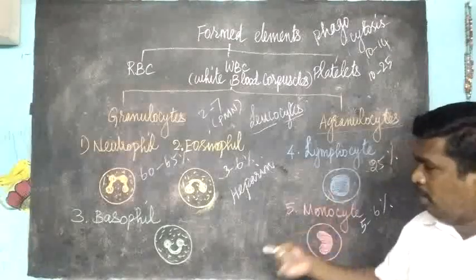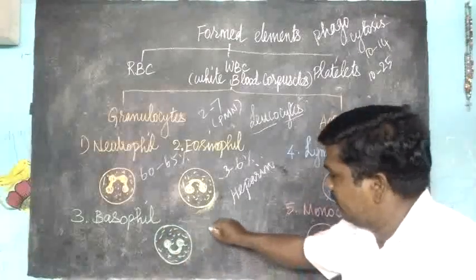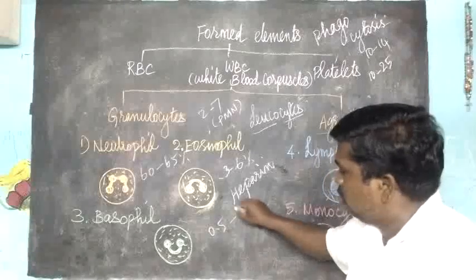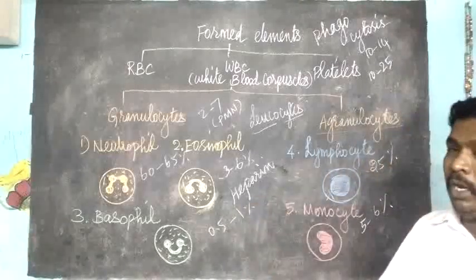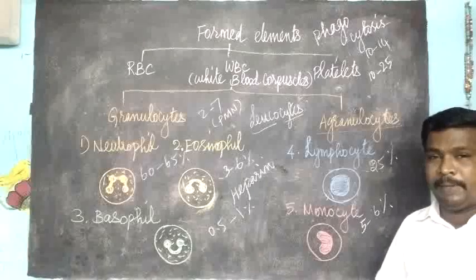Okay, I forgot one more term. Basophil content is 0.5% to 1% of the total WBC cells. Okay.